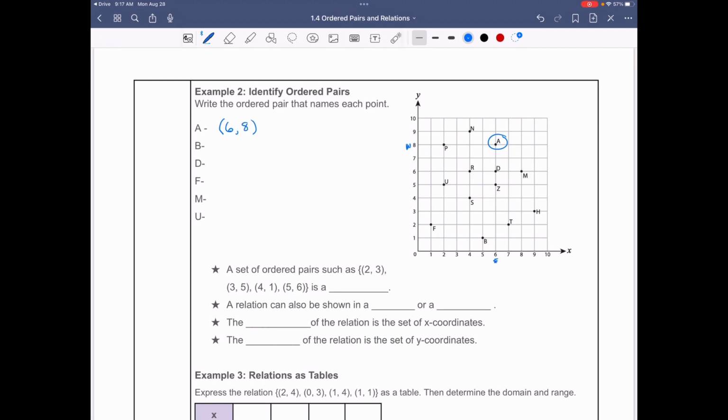Let's do B. Find B. Here's B. So the x-coordinate is 5, and the y-coordinate is 1. So I'm going to write 5, 1. And then we'll find D. D is here. The x-coordinate is 6 again, and the y-coordinate is 6. So we have 6, 6. Do F, M, and U in your huddling up groups right now, please.